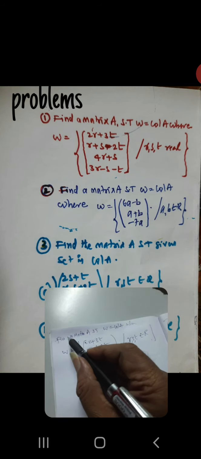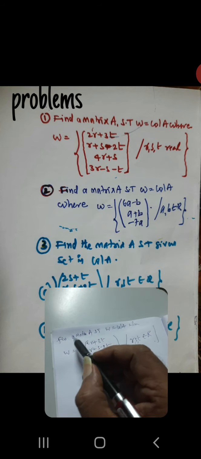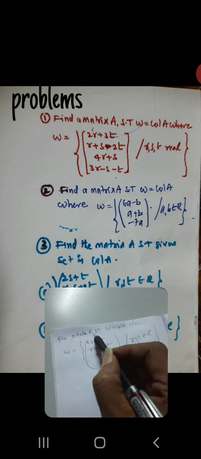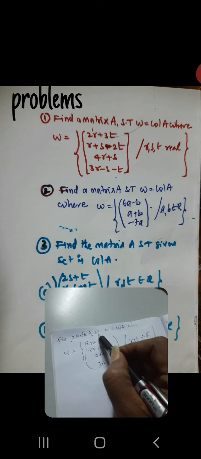Now here what is given in the problem? Find matrix A. Find matrix A such that W is equal to Col A.